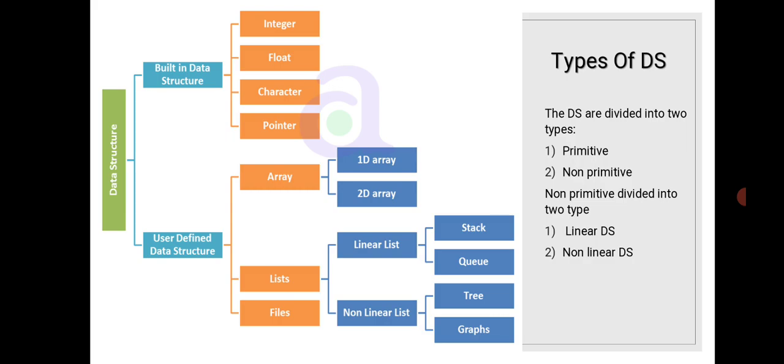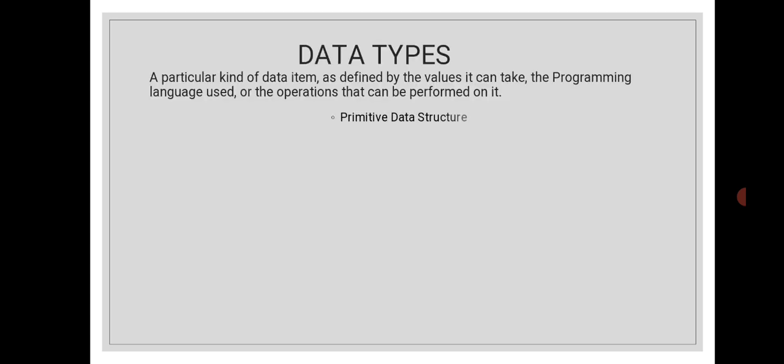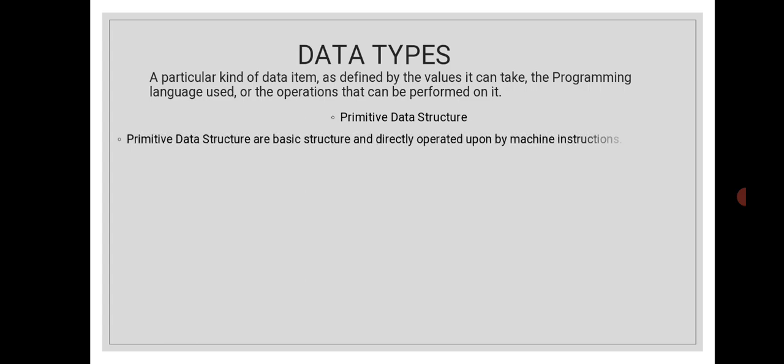A particular kind of data item as defined by the values it can take, the programming language used, or the operations that can be performed on it, those are all data types. Primitive data structures are basic structures and directly operated upon by machine instructions. Primitive data structures have different representations on different computers.